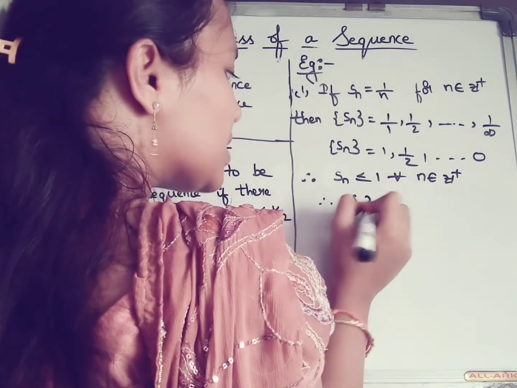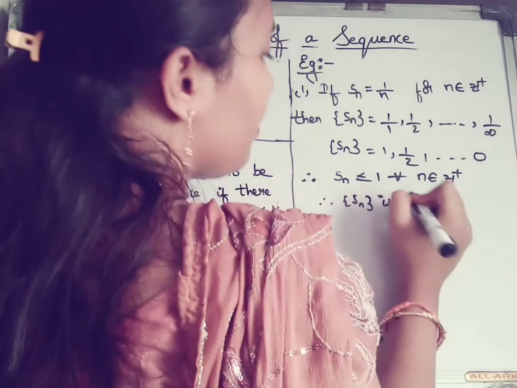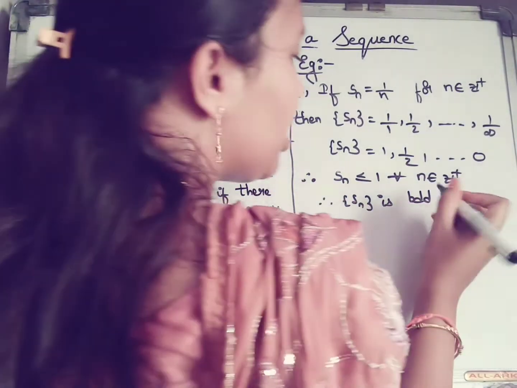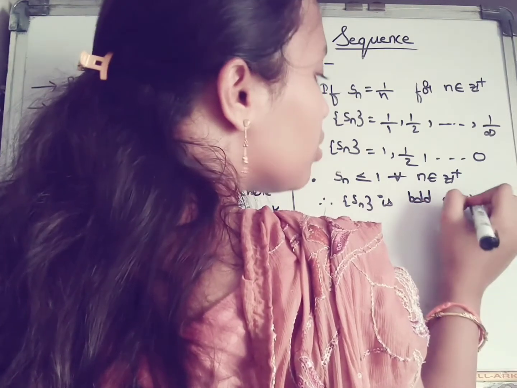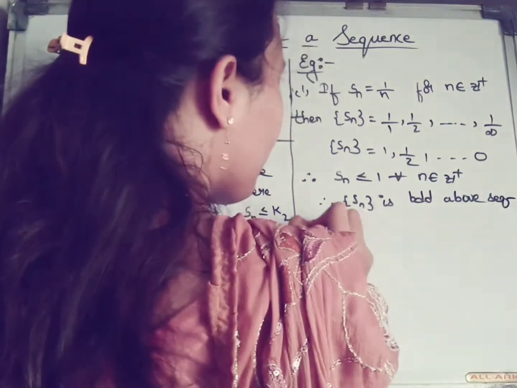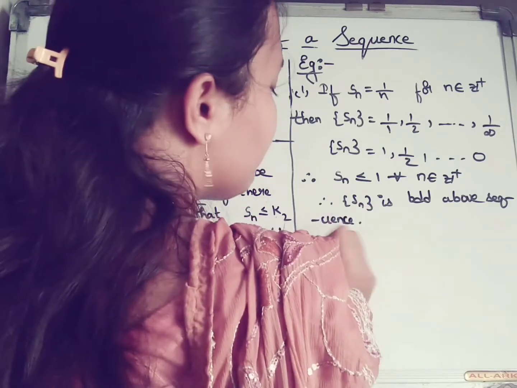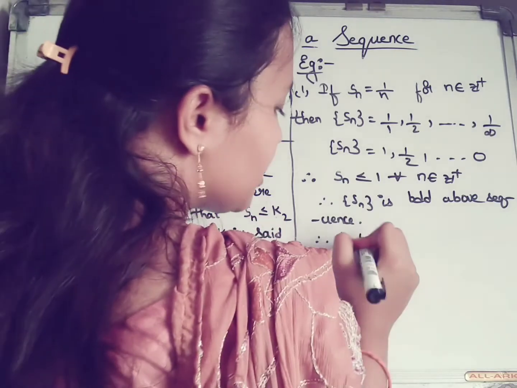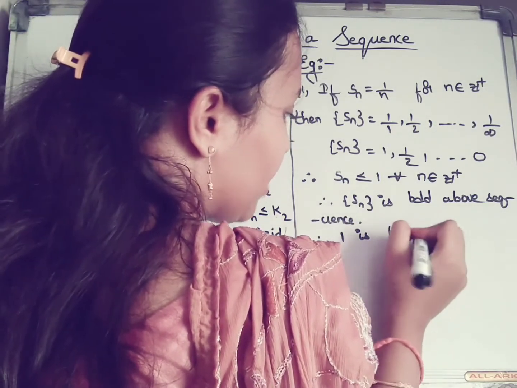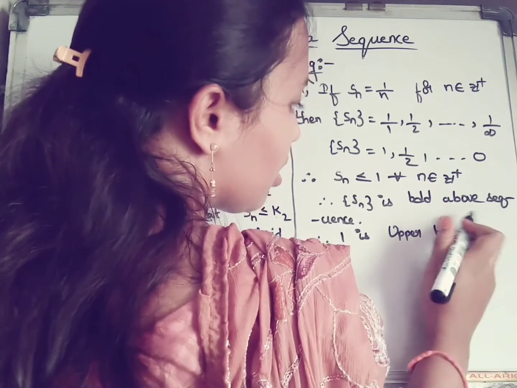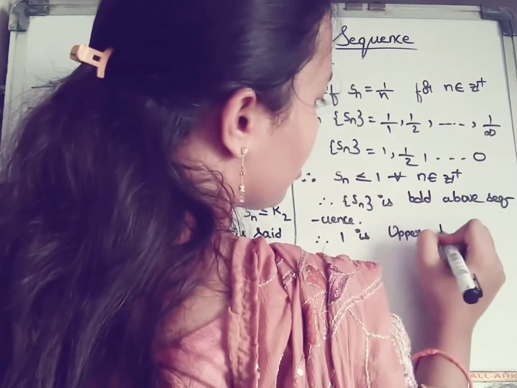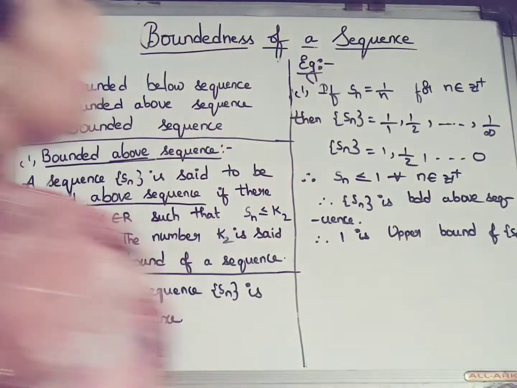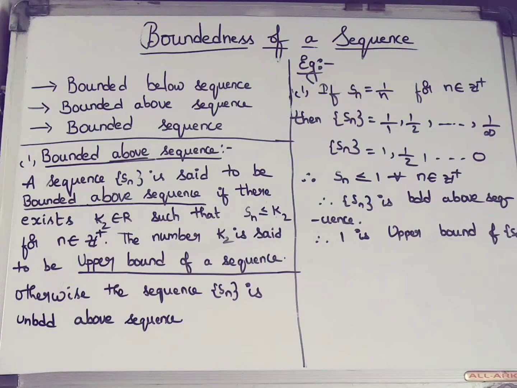Therefore, the sequence Sn is bounded above. What we found here is the greatest number. So this sequence is said to be a bounded above sequence. If we find a bounded above sequence, then we can find an upper bound. So 1 is an upper bound of the sequence Sn. This is the example for a bounded above sequence.